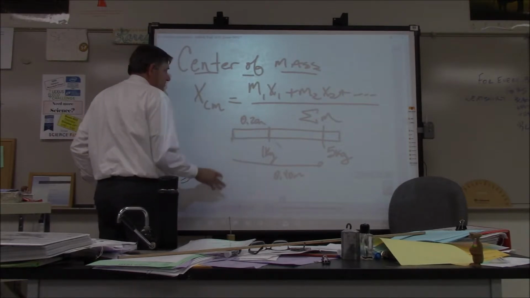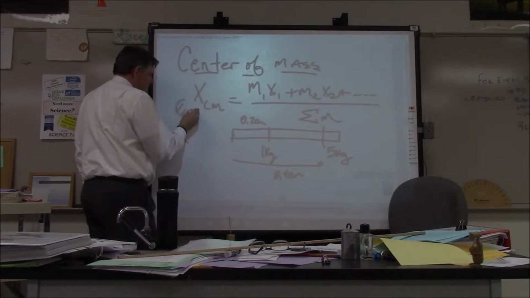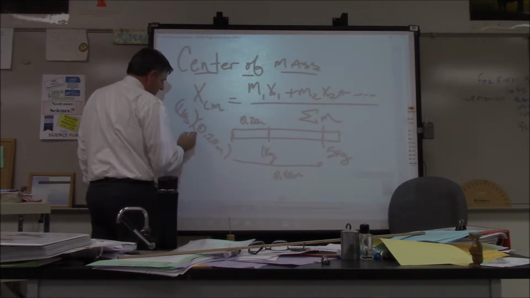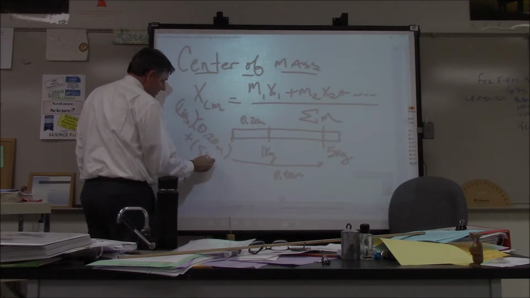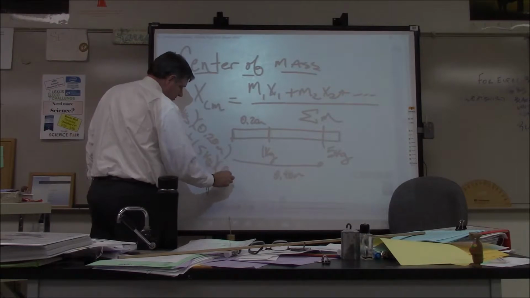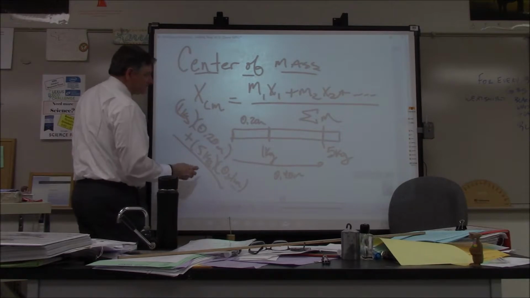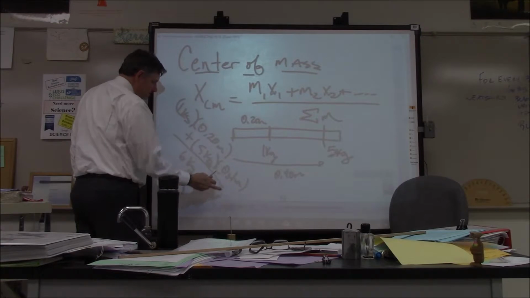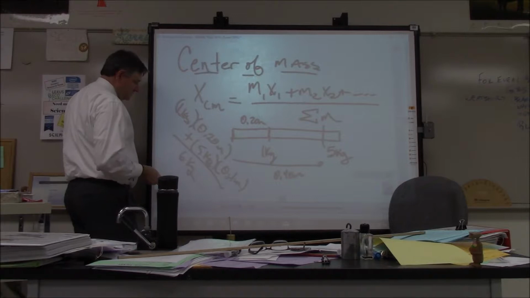Okay, so here's what we'll do. We'll use this formula. We're going to take that mass, 1 kilogram, multiply that by 0.2 meters, and then add that to the second mass, 5 kilograms, multiplied by its distance, 0.4 meters. Then I'm going to divide that by the total sum of the masses, which is 6 kilograms. So somebody take 5 times 0.4, add that to 0.2, and then divide all of that by 6.